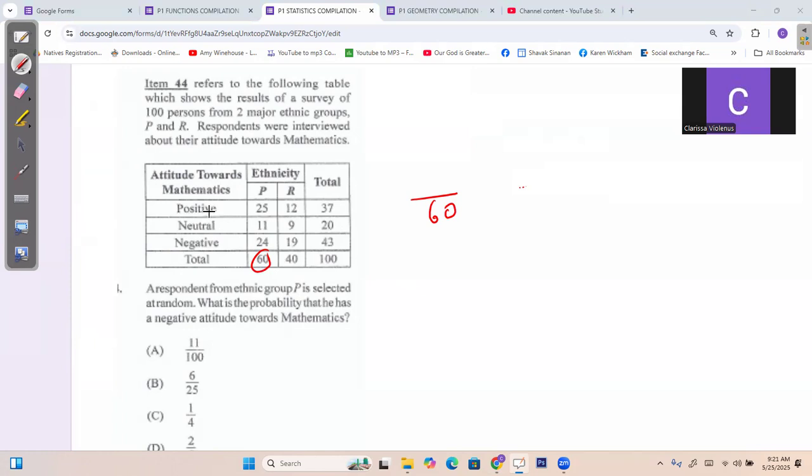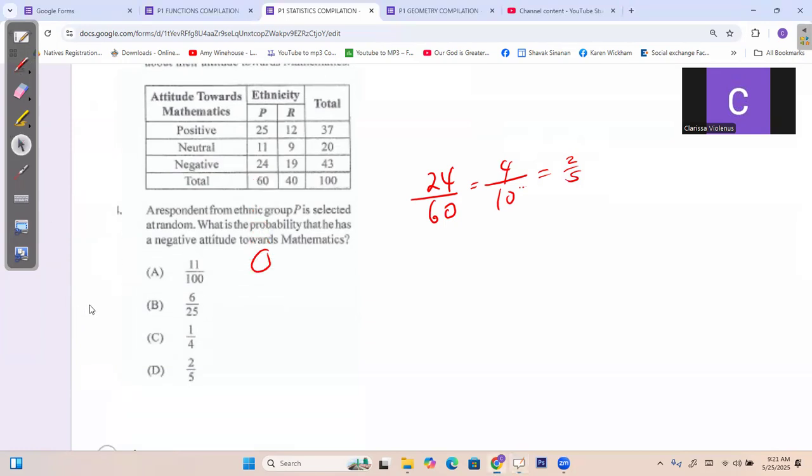What's the number for negative? The number for negative is 24. So it's 24 out of 60, and this could be broken down by using 6. So 10, 6 into this goes 4. This could break down even more, so that'll be 2 out of 5. So your answer is D.